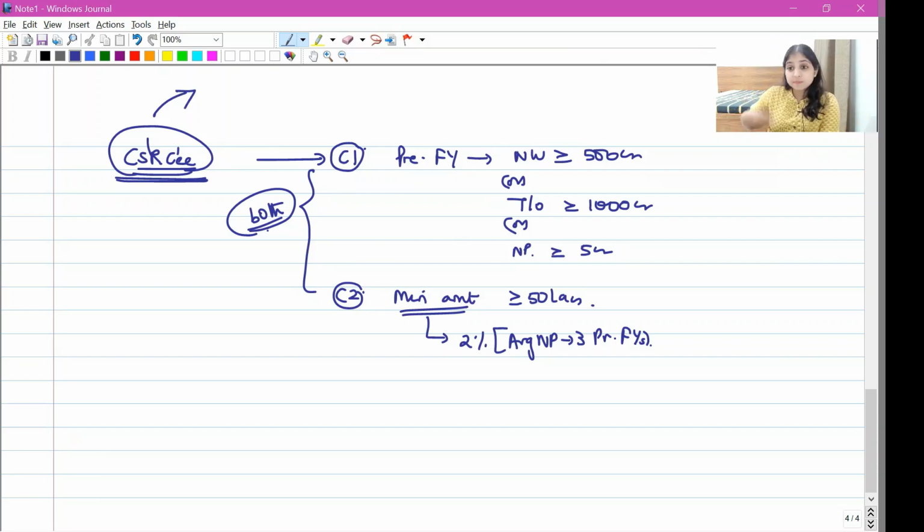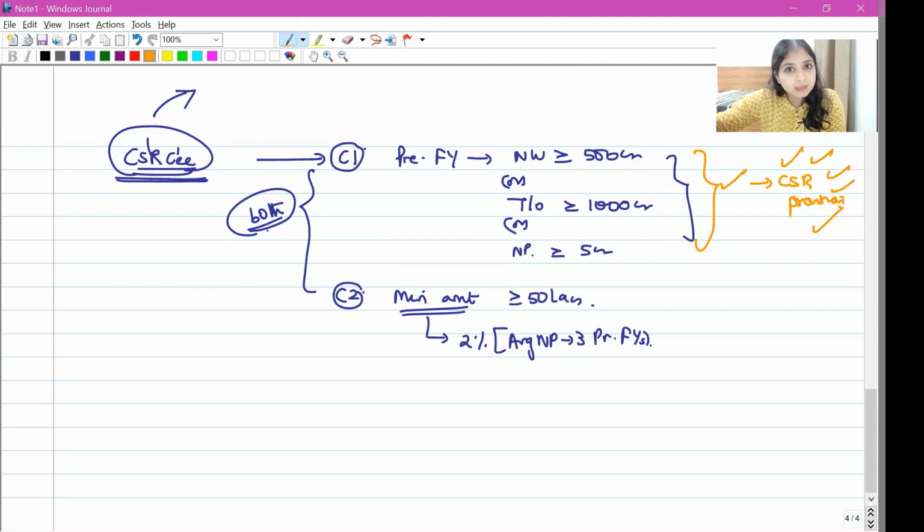Okay, so can I conclude that just because CSR provisions are applicable, a CSR committee will not be required? See, if the first condition is fulfilled, then CSR provisions will start applying on the company. The company will have to start spending money on CSR. But just because the first condition is fulfilled, a CSR committee is not required. A CSR committee will be required if the second condition also is fulfilled. That is, the minimum amount to be spent on CSR should be at least 50 lakhs. Only then will a CSR committee be required.